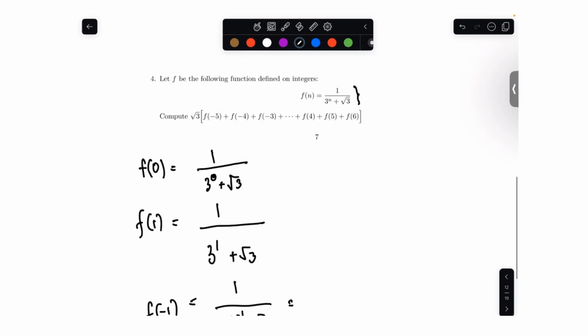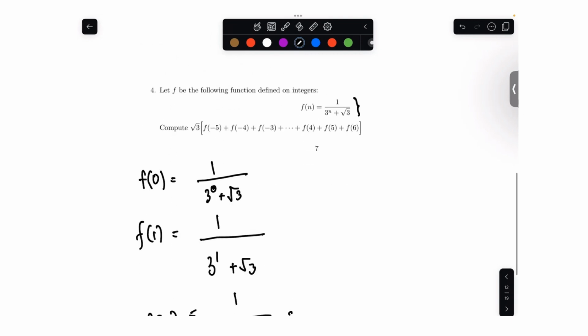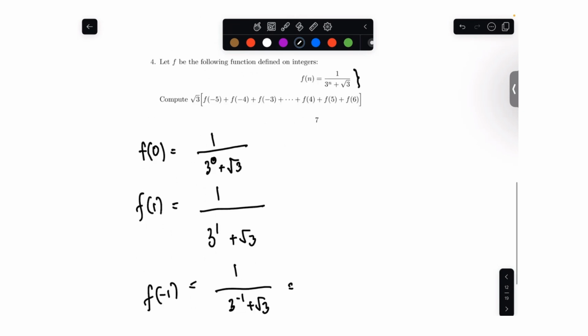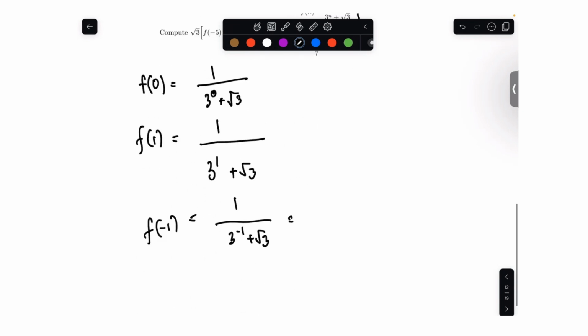So you see, the step number 1 is to make the problem easier. So to make the problem easier, we are finding out smaller values of f and see if we find any pattern or not. Okay, because everywhere there is pattern. So let's see. 3 to the power -1. So we can just do 1 plus 3 root 3, and then 3 comes here, right?